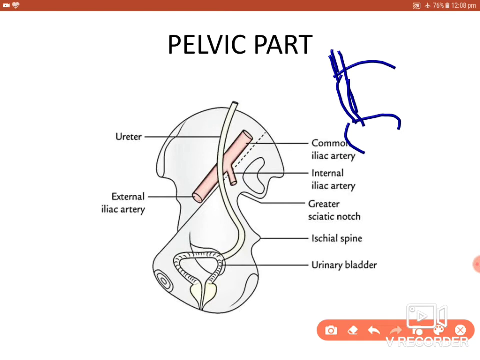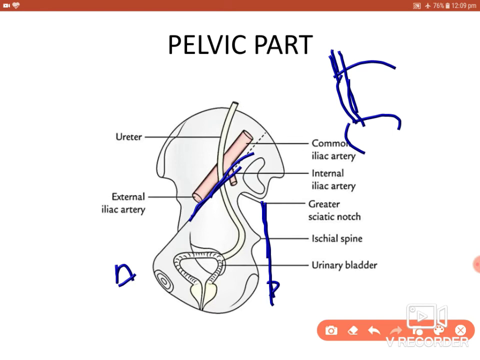Then here, this is the hip bone. This is the anterior aspect, this is the posterior aspect. So this is the left side hip bone. Here, this is the arcuate line that forms the pelvic brim. Then it enters this region, this is the lesser pelvis. So the ureter goes downwards.